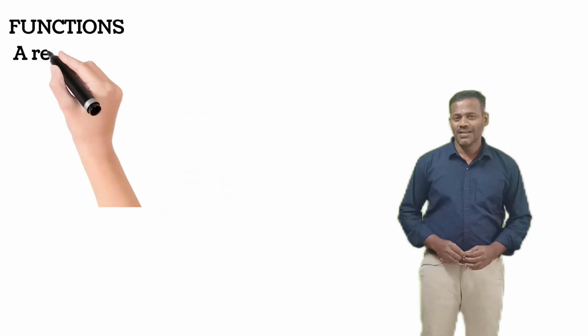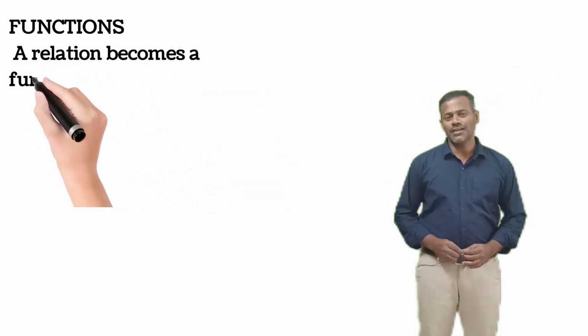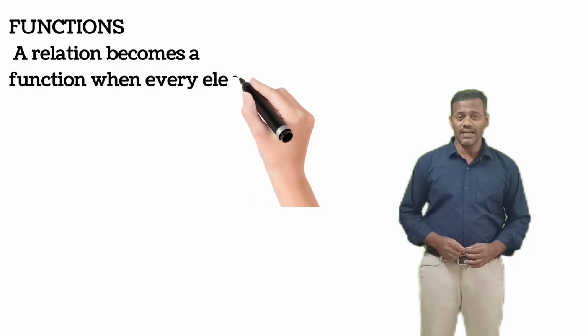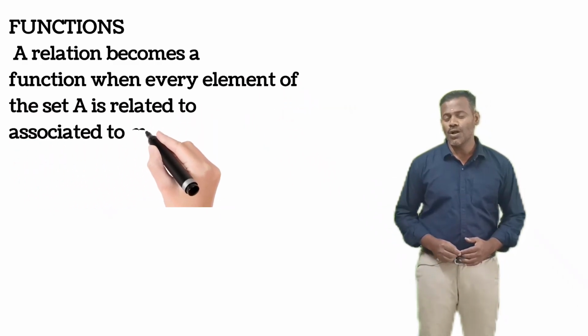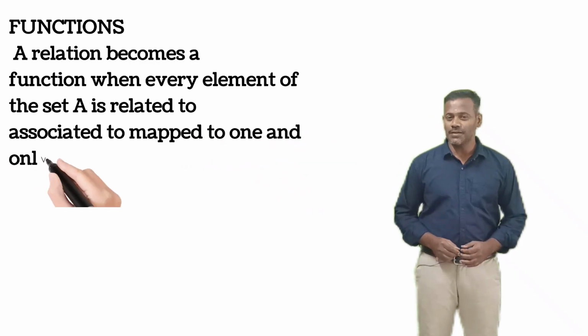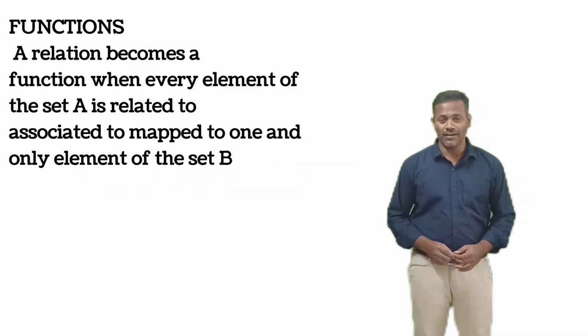Hello children, welcome back. Children, today's topic is function. Children, when does a relation become a function? A relation becomes a function when every element of the set A is related to, is associated to, is mapped to one and only one element of the set B. Then we call it a function.